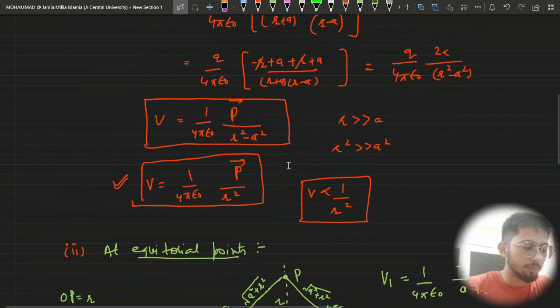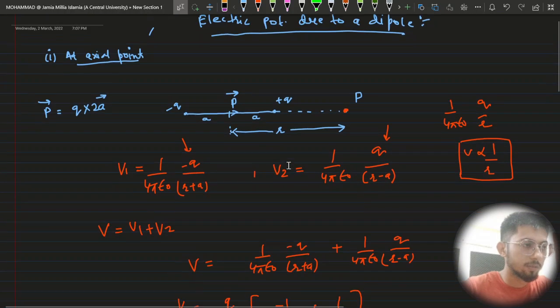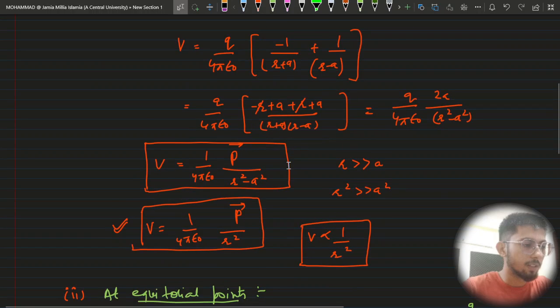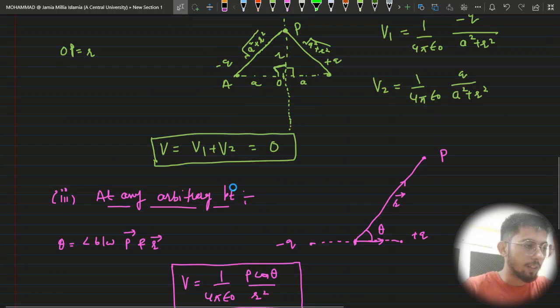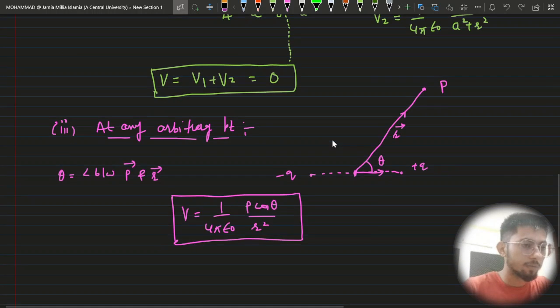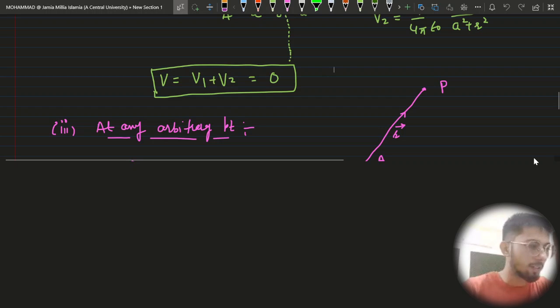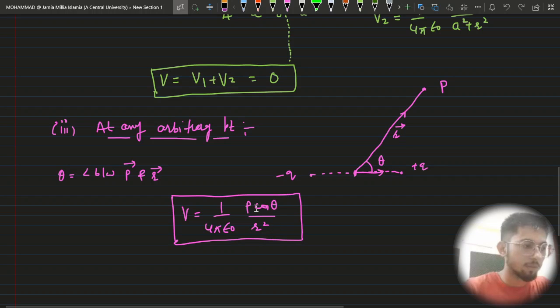See this formula. For the axial point we were getting 1 by 4 pi epsilon naught P by r square, right? So at an arbitrary point we have to add a cos theta in the formula, and the rest is the same. So this is the formula. You can just write it.